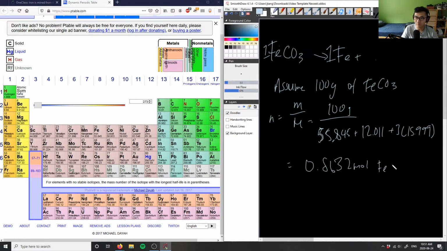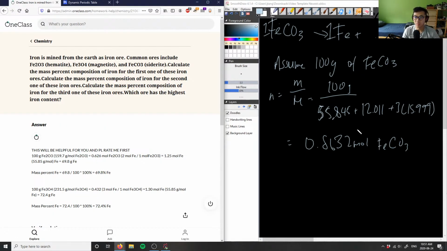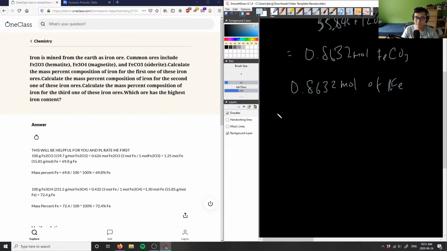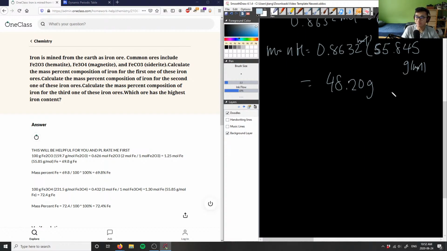This is moles of FeCO3. And we said we already assumed that this is a 1-to-1 ratio, so we can also assume that this here is also 0.8632 moles of Fe. So we can convert that back to mass, right? So we have mass is going to equal moles times molar mass. And the molar mass is 55.845 grams per mole. Moles cancel out. Multiply those two numbers, you get 48.20 grams of Fe.